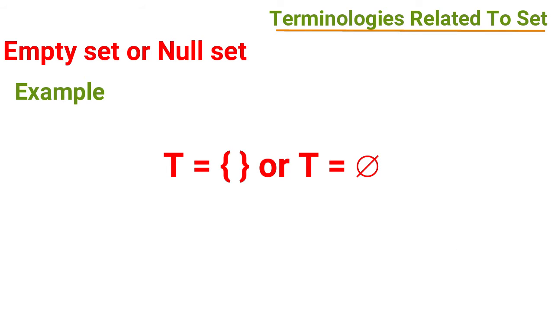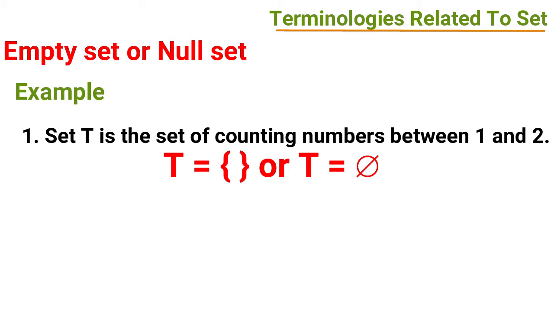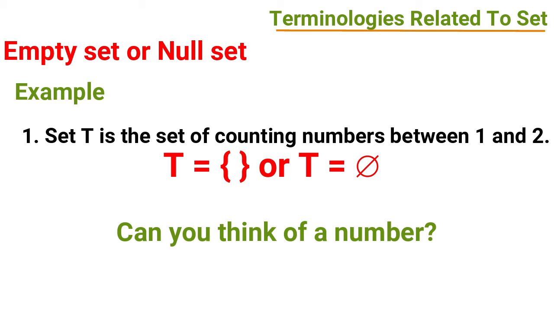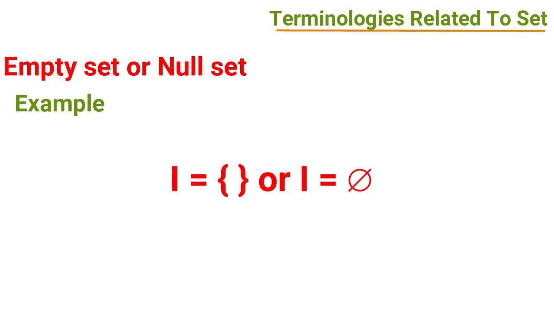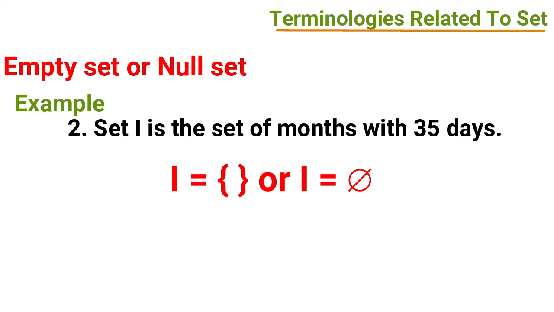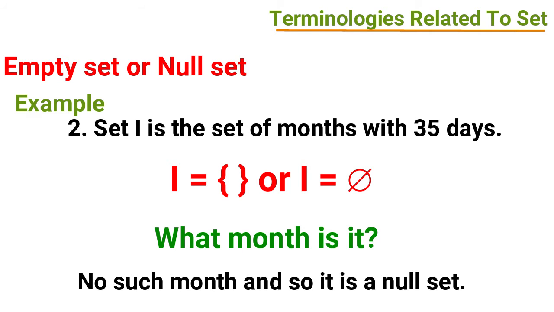Observe the examples given. Set T is a set of counting numbers between 1 and 2. Can you think of a number? Yes, there is no such number. That is why it is a null set. The second set I is a set of months with 35 days. What month is it? No such month, and so it is a null set.